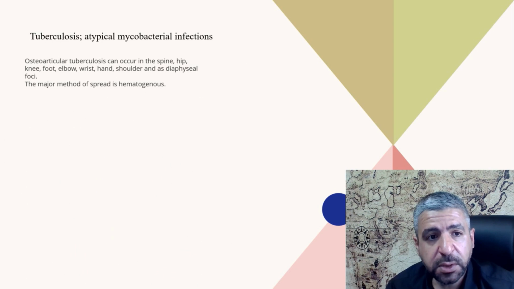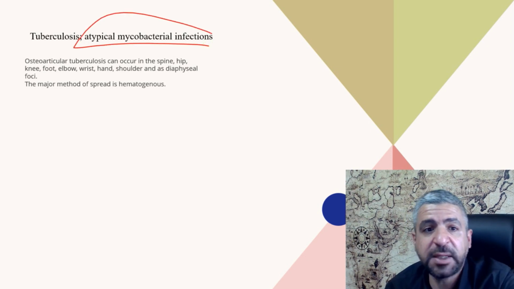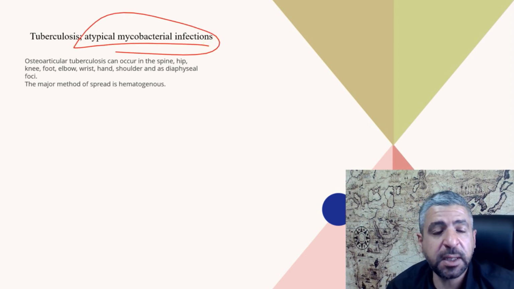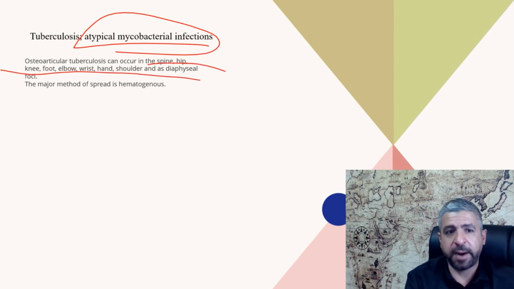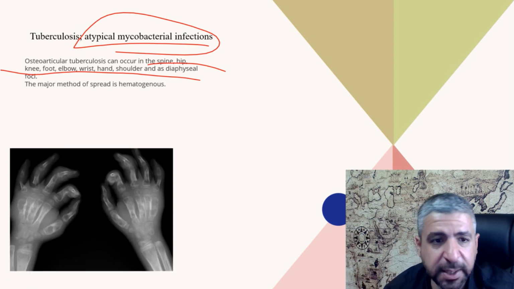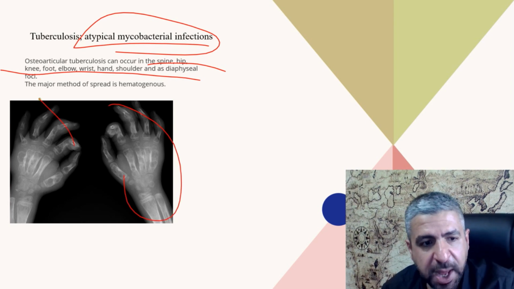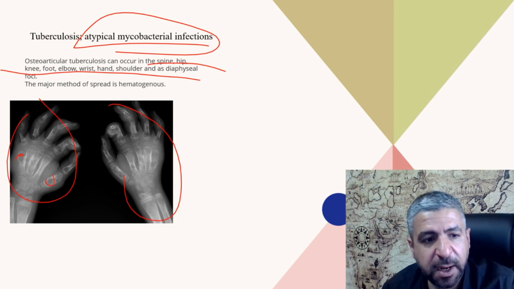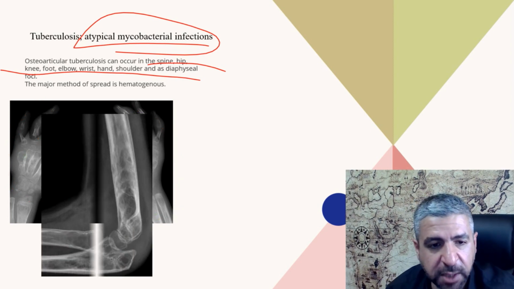The other cause is tuberculosis due to atypical mycobacterial infection. So the difference between TB and spina ventosa is, when we talk about tuberculosis, we are talking about atypical mycobacterial infection, and it can happen in the spine, hip, knee, foot, wrist, hand, shoulder, basically anywhere. And diaphyseal foci happen in the diaphyses, and usually it's spread by the hematogenous pathway. So you can see here, for example, both hands are involved by multiple well-defined lesions of TB, tuberculomas, multiple bone involvement in both hands.